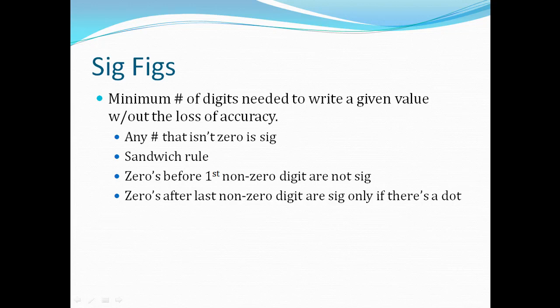There are 4 rules that you should know already. The first one is any number that isn't 0 is significant. The second one is the sandwich rule. That's any 0 that's between 2 non-zero digits is significant. The next one is zeros before the first non-zero digit are not significant. They're just there to hold the place of that first digit. And then the zeros after rule, which is zeros after the last non-zero digit are significant only if there's a dot. Let's do some problems to make sure we remember these.